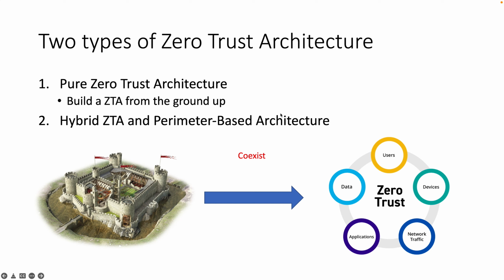But we also mentioned this before. It's unlikely that an enterprise can migrate to a zero trust architecture in one single technology refresh cycle. So, a more down to earth solution is a zero trust architecture workflow coexisting with non zero trust architecture workflow in an enterprise for quite a long period. And we call this solution hybrid zero trust architecture and perimeter based architecture.